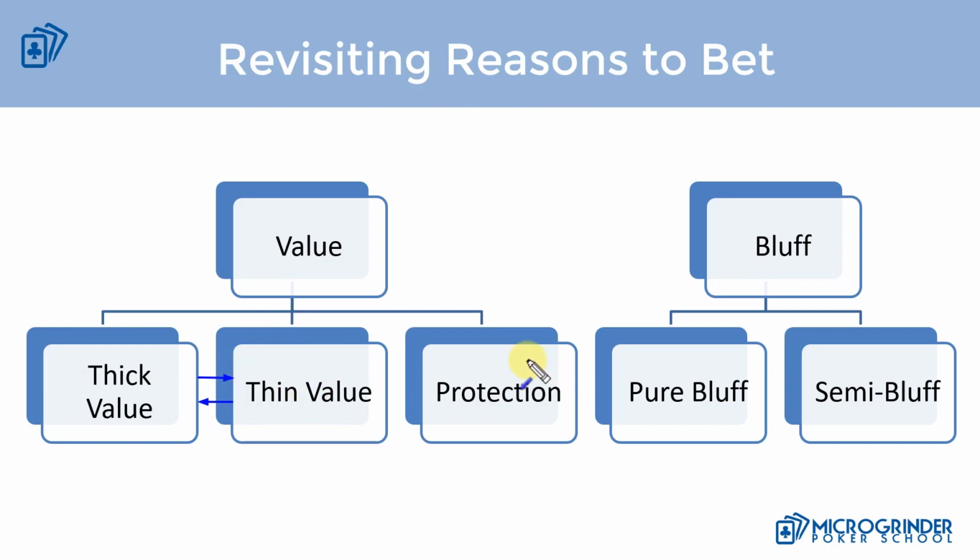And then of course we are sometimes value betting plus we're also betting for protection, where we're trying to deny our opponents the free equity or the easy way to improve their hand on the next street. So we want to deny their equity by protection betting. So it's going to be protection plus thin value or protection plus thick value. And then lastly, we're either c-betting as a bluff, either as a pure bluff or as a semi-bluff. So those are the reasons for betting.